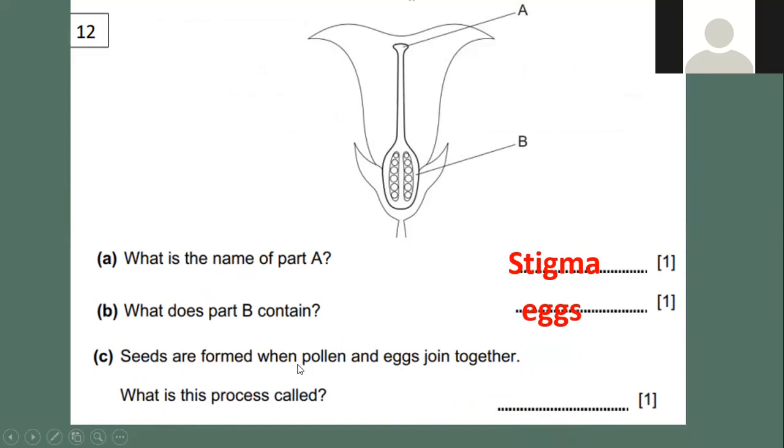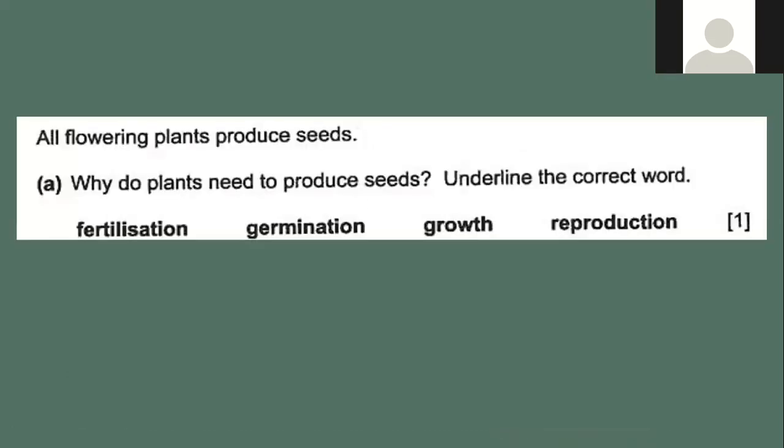Seeds are formed when pollen and eggs join together, not move. So this process is called fertilization. Let's move on to this question. All flowering plants produce seeds. Why do plants need to produce seeds? Is it fertilization, germination, growth, or reproduction? I told you that seeds are for reproduction.